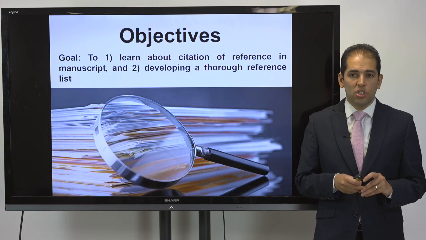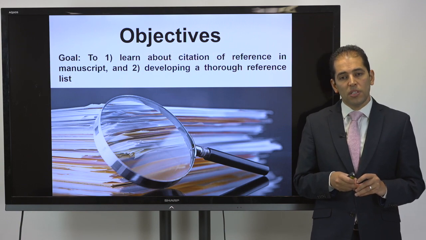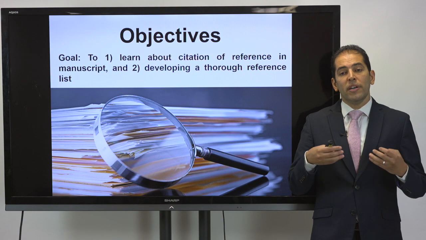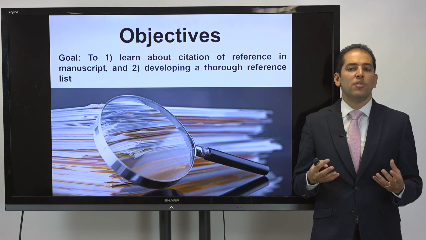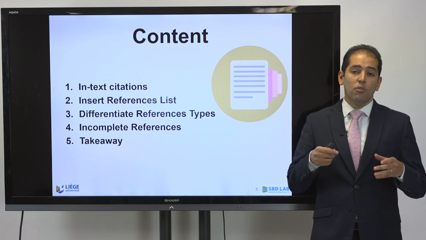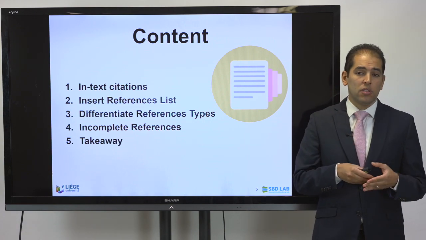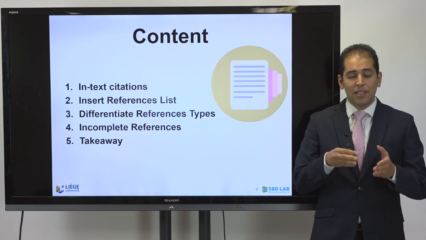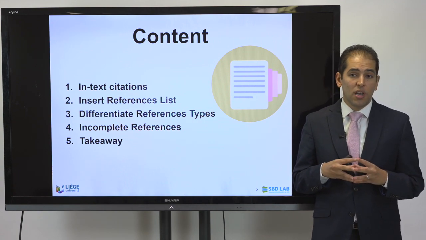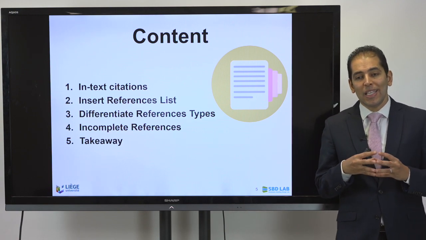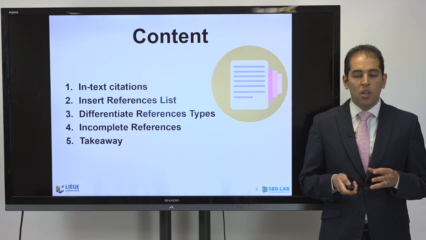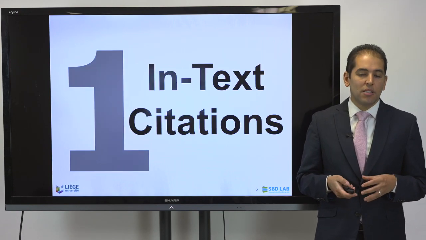So in this presentation we will learn about citation of references in your manuscript and how to develop a thorough reference list and manage your references overall for your manuscript. I'm going to talk about how to perform the in-text citations, how to insert a reference list at the end of your manuscript, how to distinguish and differentiate different reference types, what to do with missing and incomplete references, and some takeaway messages. So let's start with the in-text citations.